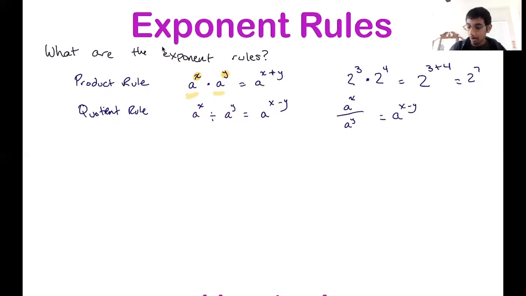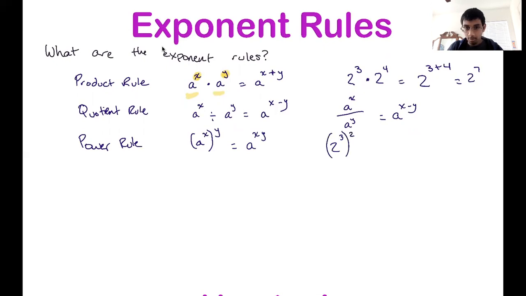The next one we're going to be doing is the power rule. The power rule is essentially saying that if I was given a to the x inside parentheses and it was raised to the y power, that's the same as me multiplying, so a to the x times y. For example, if I was given 2 to the third raised to the second power, that would be the same as me doing 2 raised to the 3 times 2, so 2 to the sixth. That is it. Again, you have to make sure that it's in parentheses for this rule to work.